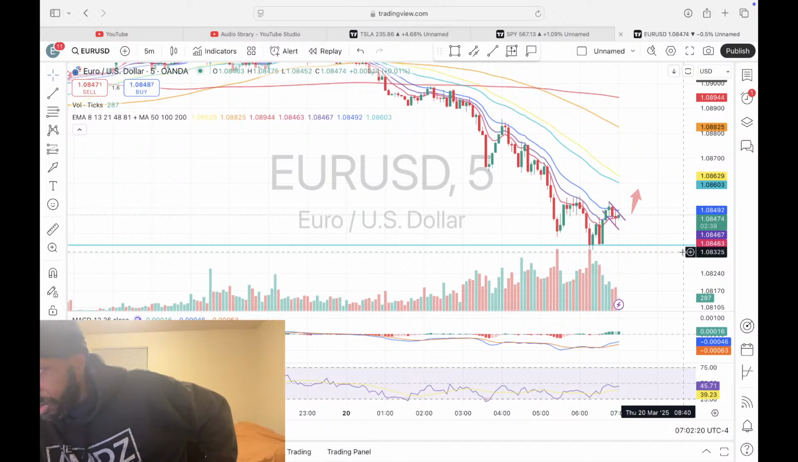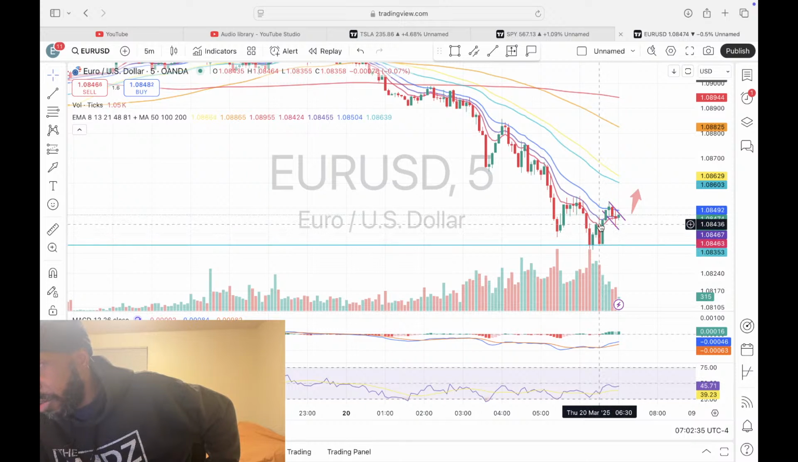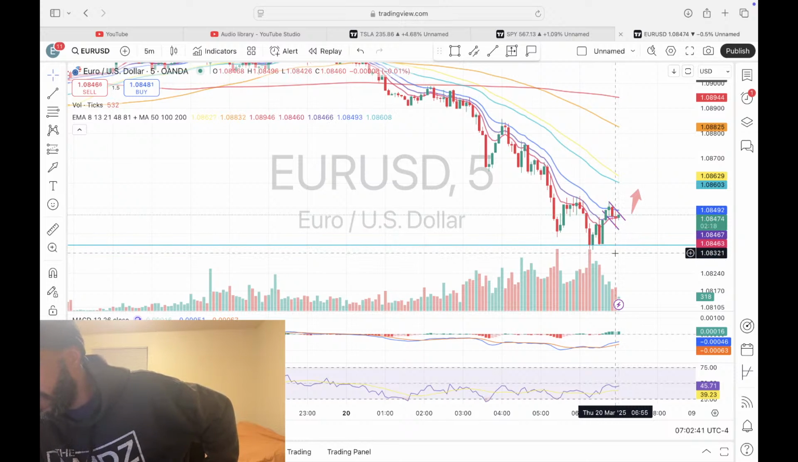So I see a bull flag forming on a 5 minute chart, which would be outlined by those two purple lines. This candle right here would be the pole of the flag, and bull flag meaning you're looking for the stock to go up.